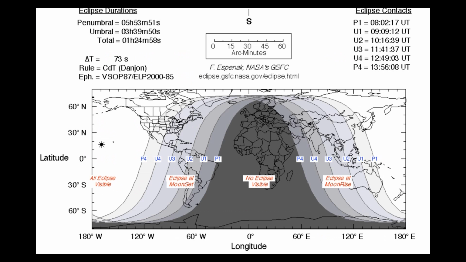This is a lunar eclipse picture. Anything in the dark area will not be able to see any part of the eclipse. So Western Europe and Africa are fresh out of luck in this one. We on the east coast of the United States will see the eclipse as the moon sets. If you're in the middle of the Pacific Ocean, say like Hawaii, you'll see the whole eclipse from beginning to end. If you're in Eastern Asia, you're going to see the eclipse as the moon rises.